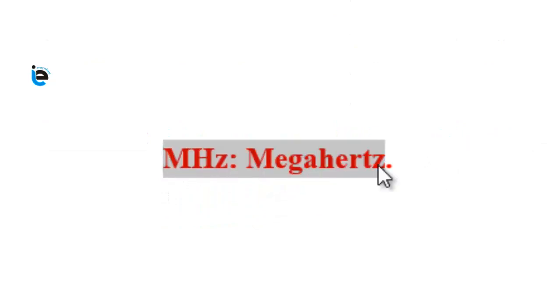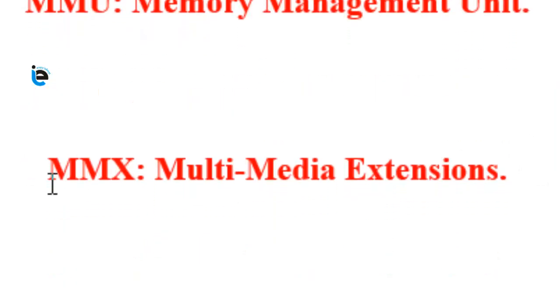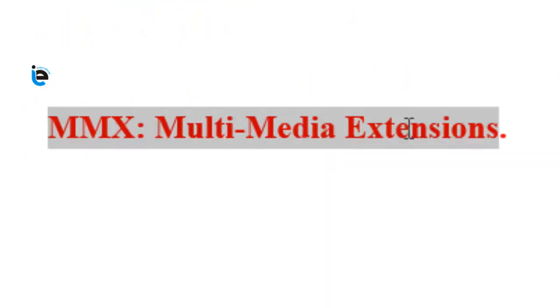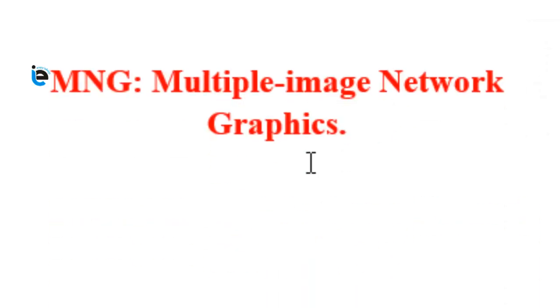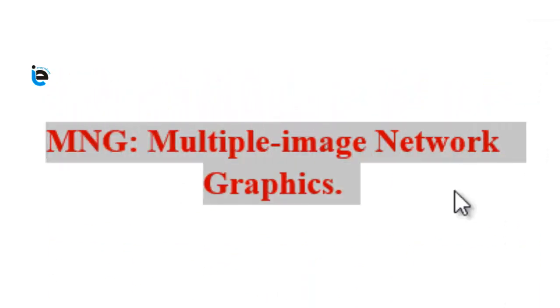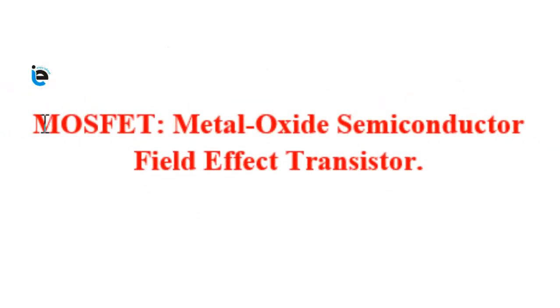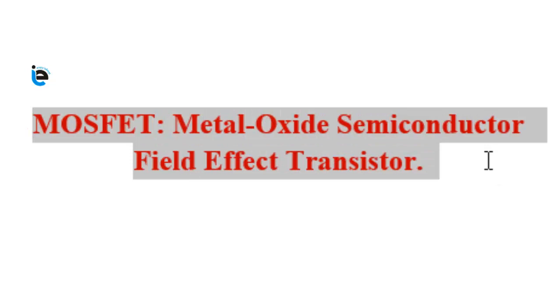MHz stands for Megahertz. That's a big unit for frequency. MMU stands for Memory Management Unit. MMX stands for Multimedia Extensions. MNG stands for Multiple Image Network Graphics. MOSFET stands for Metal Oxide Semiconductor Field Effect Transistor.